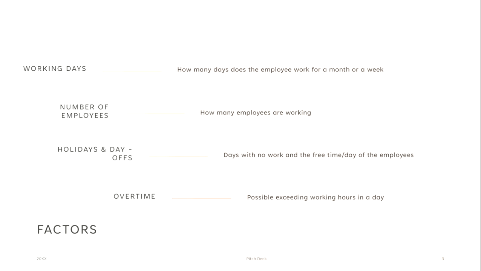First is the working days. We identify how many days does the employee work for a month or even a week or a day. Then how many employees are working. The third one is if there is a holiday or day offs. And last, overtime, if there is a possible exceeding working hours in a day of an employee.